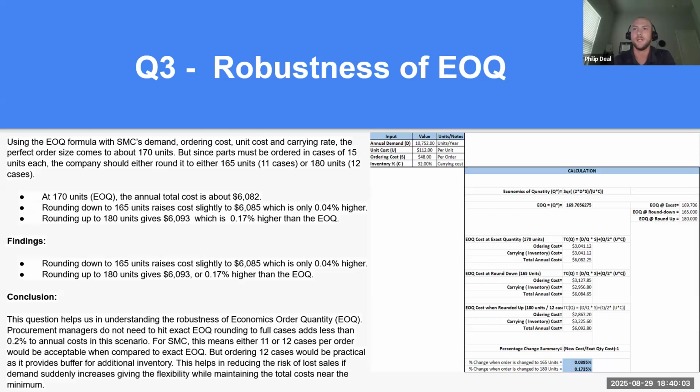Ultimately, our conclusion helps us find the understanding of the robustness of EOQ. Procurement managers do not need to hit the exact EOQ, but you would like to have the smallest percentage error possible. And here we recommended ordering 12 to give a little extra inventory for demand.